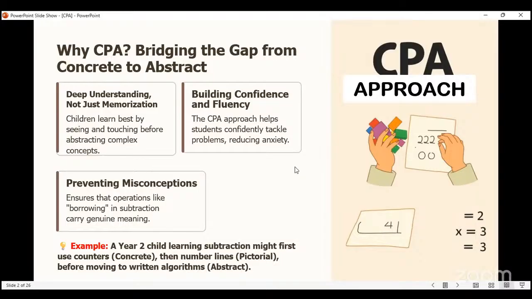I know when you hear written algorithms, you'll be thinking, oh, that's big grammar. Written algorithms are just the basic sums that we have. 2 plus 3 equals 5. 5 times 8 equals 40. Those are the written algorithms.